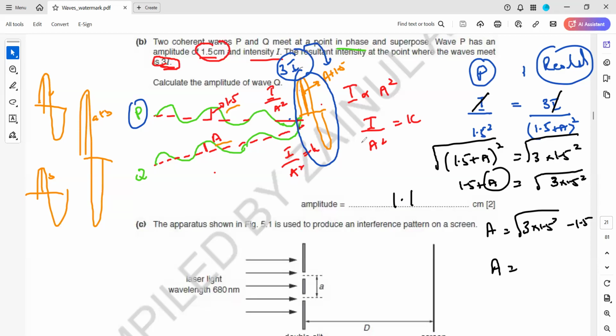Is it clear how we worked this out? So what did we actually compare? We compare the resultant wave with one of the original waves.